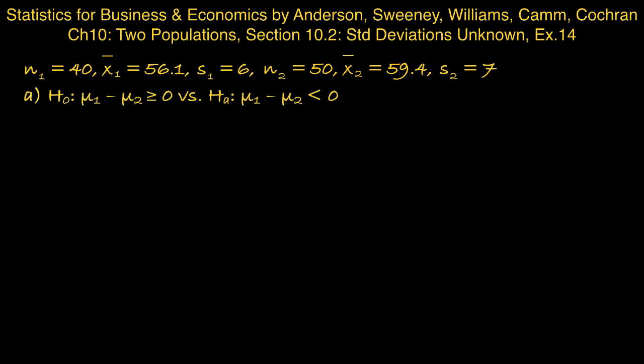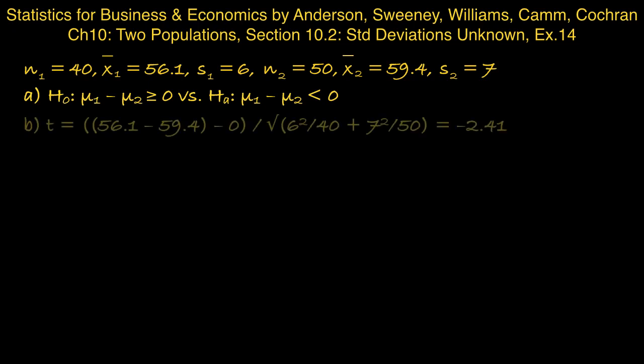Part B, what is the value of the test statistic? So we use a t-statistic in this case, since we're not assuming known population standard deviations, rather we're using sample standard deviations. We'll use a t-statistic formula to come up with minus 2.41 for the value of the t-statistic.